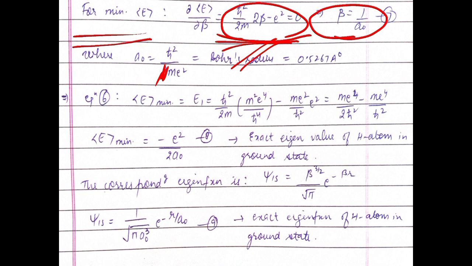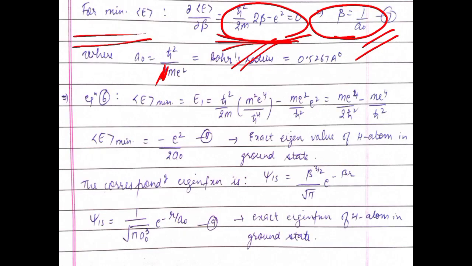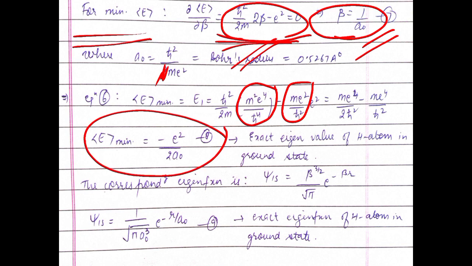The numerical value of a naught is 0.5267 angstrom. So when we use equation number 7 in equation number 6, we will get the minimum expectation value of energy. We will put the value of beta here, and we will get equation number 8, which is the exact eigenvalue of the hydrogen atom in the ground state. That is, we have come to the conclusion that the minimum expectation value of energy of the hydrogen atom for the ground state is equal to minus e square by 2a naught.